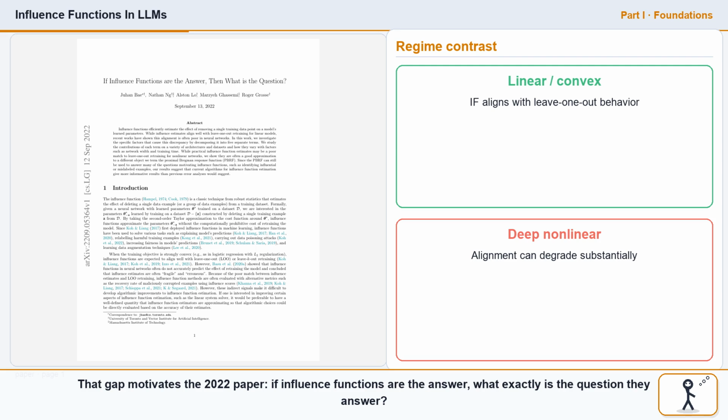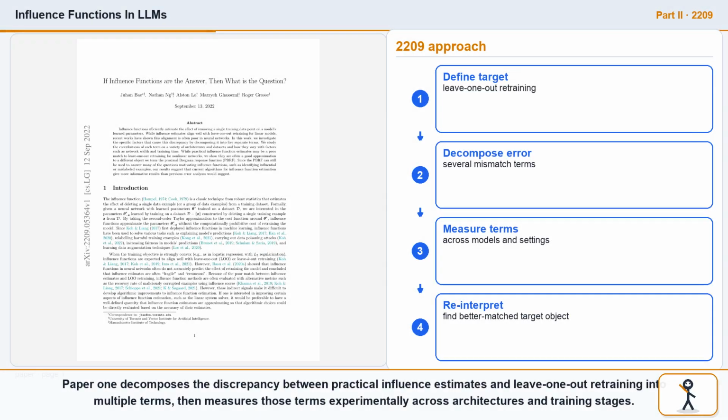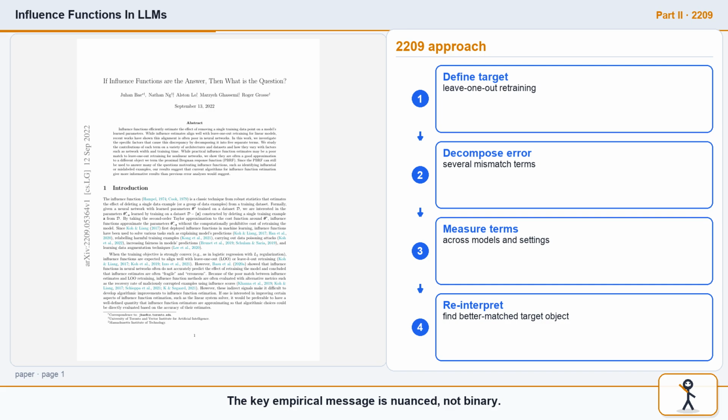If influence functions are the answer, what exactly is the question they answer? Paper 1 decomposes the discrepancy between practical influence estimates and leave-one-out retraining into multiple terms, then measures those terms experimentally across architectures and training stages. The key empirical message is nuanced, not binary.